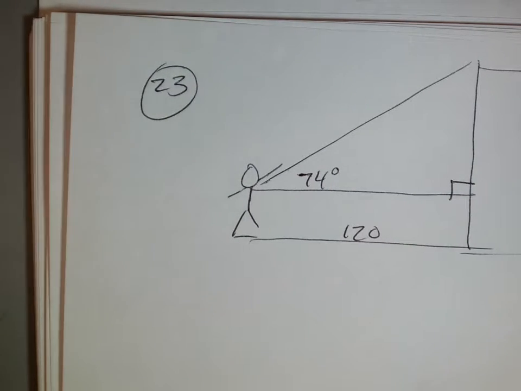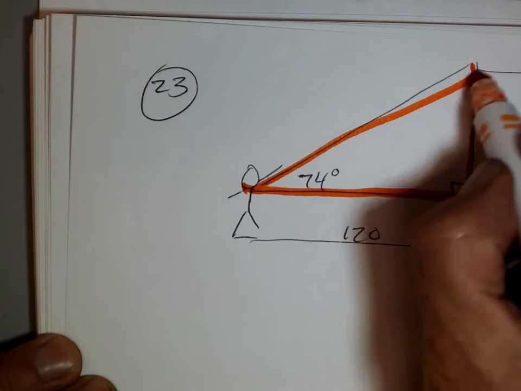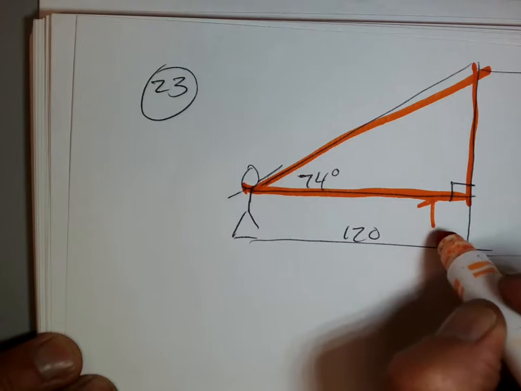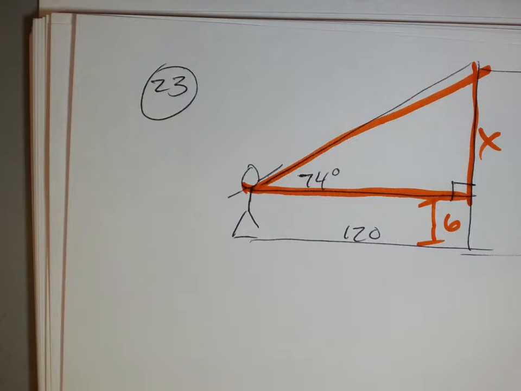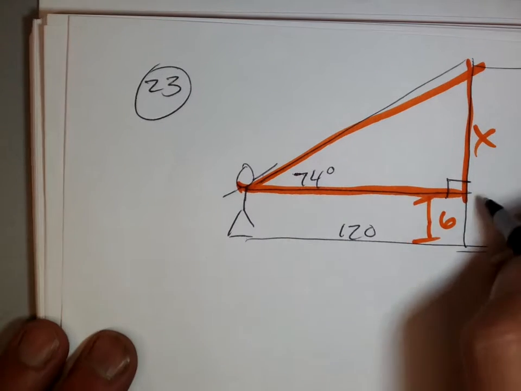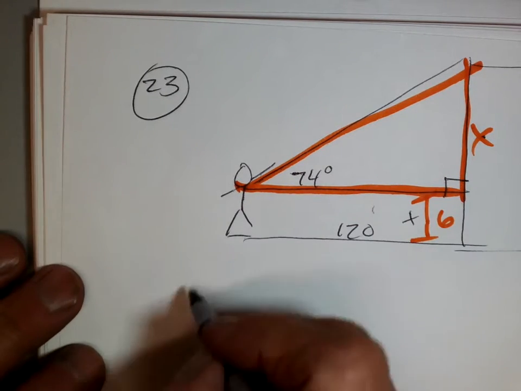Now, here's what we're going to do. We're going to find this right triangle. And then we'll add in 6. So we'll find x, the height of that building, and then we'll add in the 6. We'll go plus 6. Okay, so that's not too bad. Opposite, adjacent, tangent.